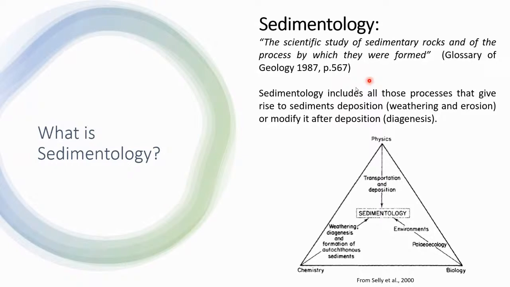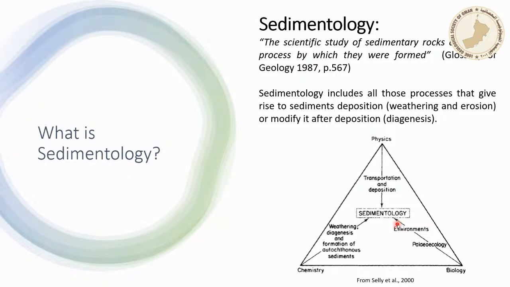The science of sedimentology is controlled by three main sciences: physics, chemistry, and biology. The physical side is the realm of clastic sedimentology, controlled mainly by transportation and deposition. In chemistry, you are talking about diagenesis and the formation of autochthonous sediments, more specifically the carbonate rocks or the evaporites. And then the biology: carbonate is one of the main aspects, but there's also the paleontology world, where you try to understand the effect of biology on sedimentology.